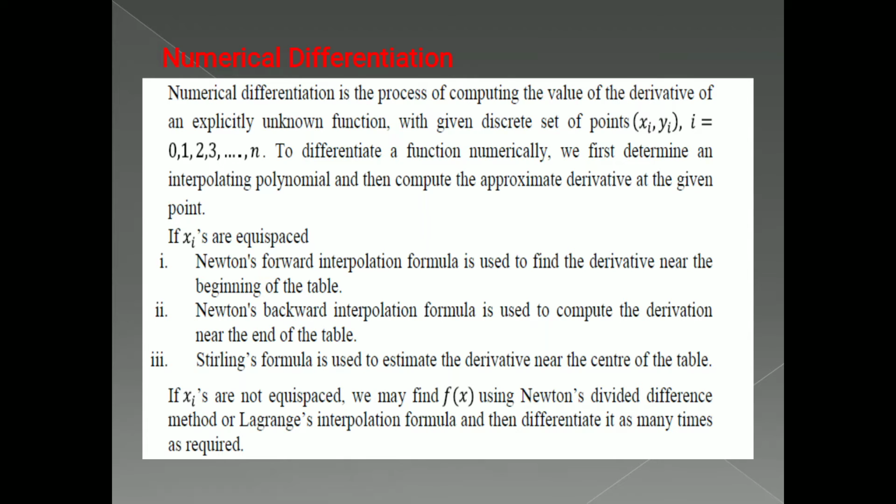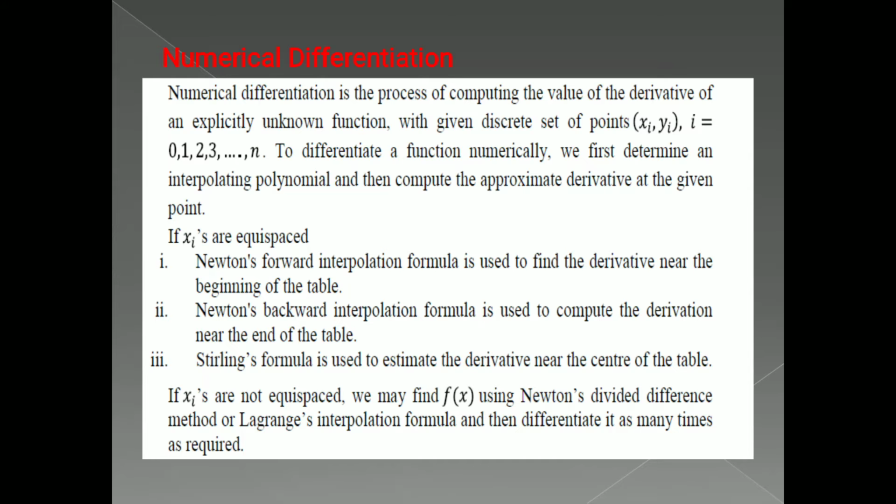If the xi's are equispaced, what does it mean? The values of x, that is x0, x1, x2 up to xn, are all equidistant, meaning there is a fixed common interval h. On the basis of the values of x, we also find the values of y, and when we have to find the derivative of y, the process is called numerical differentiation.